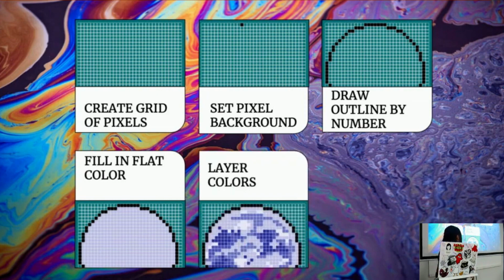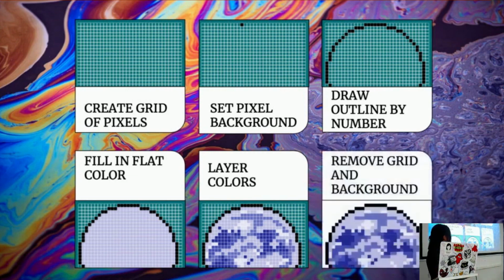So here are all the layer colors. That's a lot of different layers of color. I probably reassigned the pixel color several times. Coding practice, debatable. Artistic practice, wonderful. Please do it. And at the end, remove the grid and the background, and here it is, the moon.